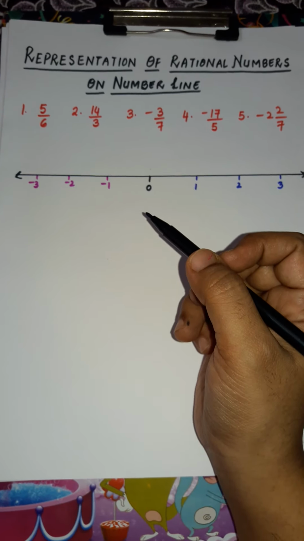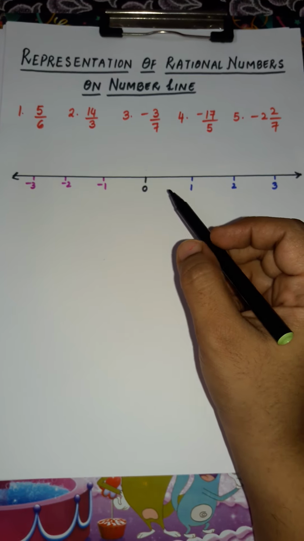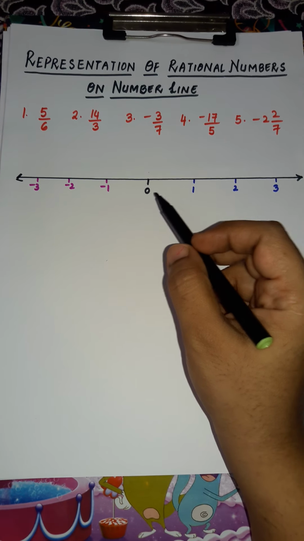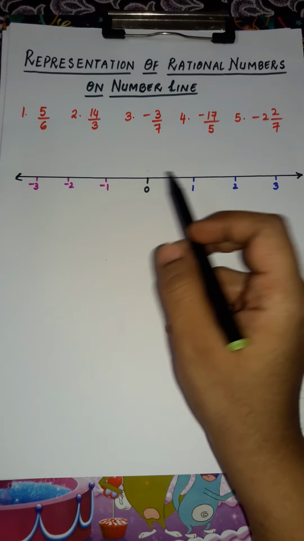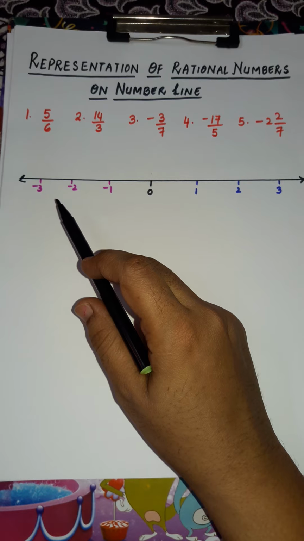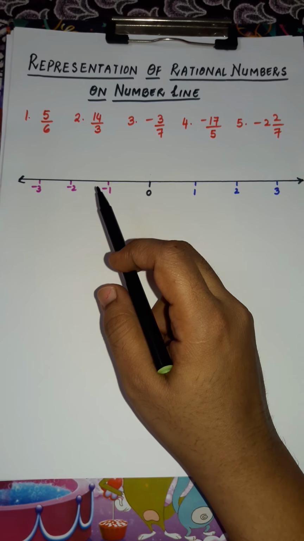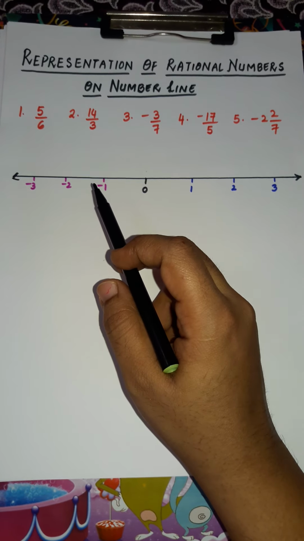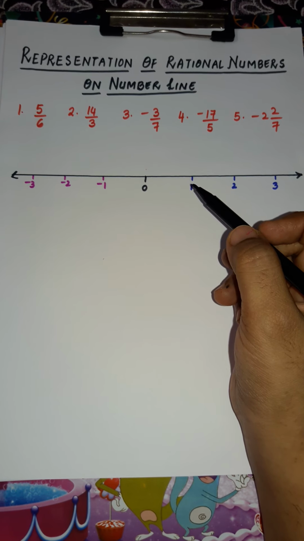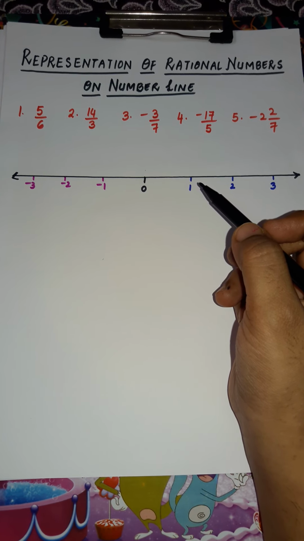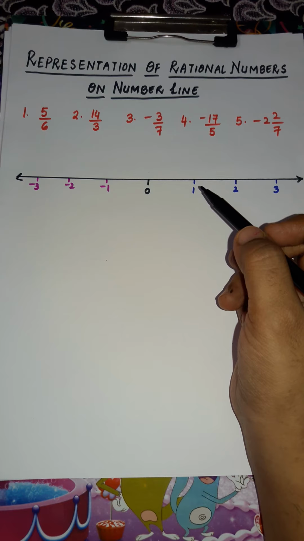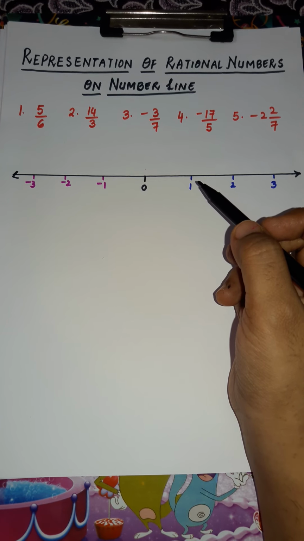Now see here, the numbers increase when you move towards the right, and the numbers decrease when you move towards the left. This you know very well. So how to plot integers was very easy for you, as you read in your earlier classes. But now let us see how to represent rational numbers on a number line.